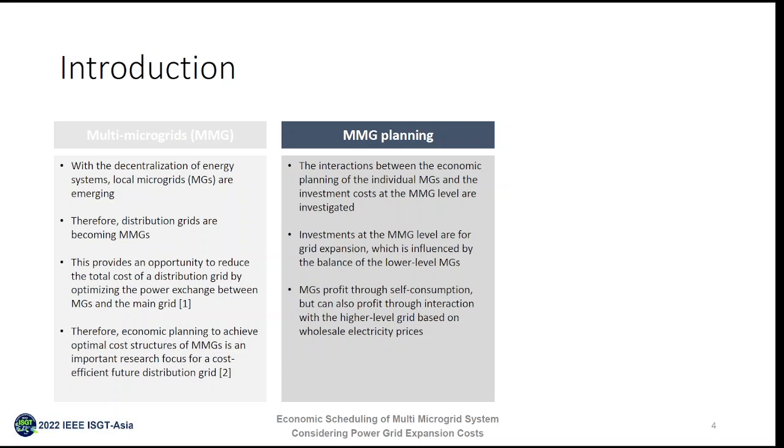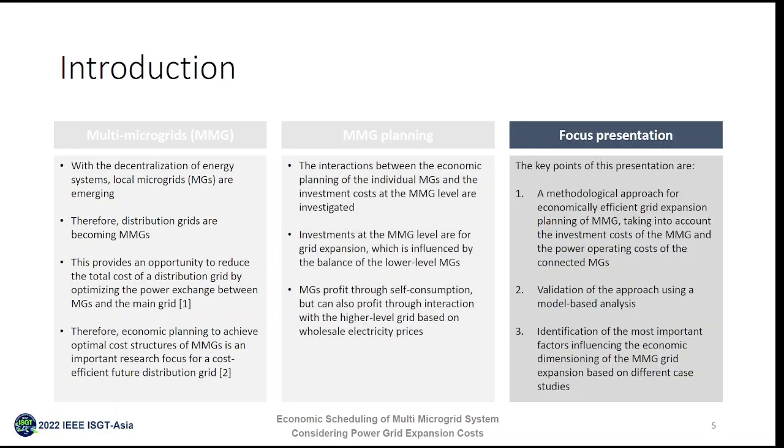There are two different levels of interest to consider here. On the level of multi-microgrids, there is interest to invest as little as possible in the grid expansion, but to buy as much cheap electricity as possible. On the other hand, the individual microgrids want to optimize themselves by having a high self-consumption and therefore interacting as little as possible with the higher level system.